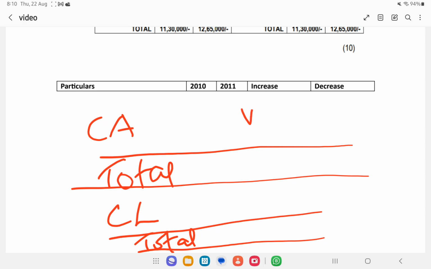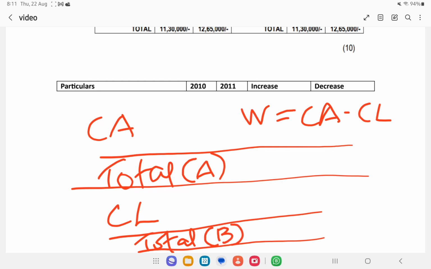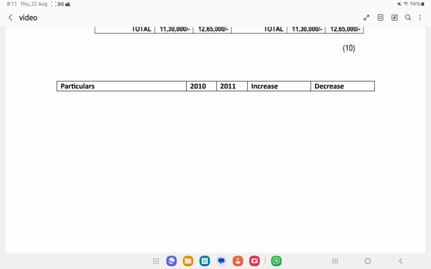How? Remember, working capital is equal to current assets minus current liability. Just think, the total of current assets is taken as total A, the total of current liabilities is taken as total B. Then the working capital will be total A minus total B. This is how we prepare a schedule, a statement showing changes in working capital.